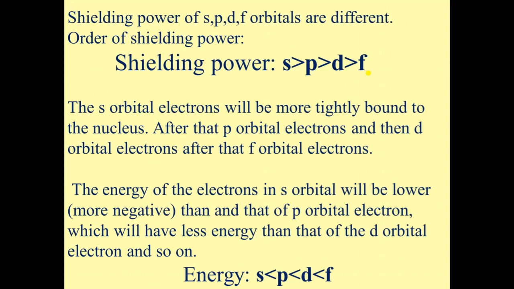So s orbitals are near to the nucleus, so the energy of s orbital is less. After that, p orbital. The orbitals which are close to the nucleus have less energy, and the orbitals which are far from the nucleus will have more energy. So this is the order of energy. The s orbital will have less energy and the f orbital will have more energy.